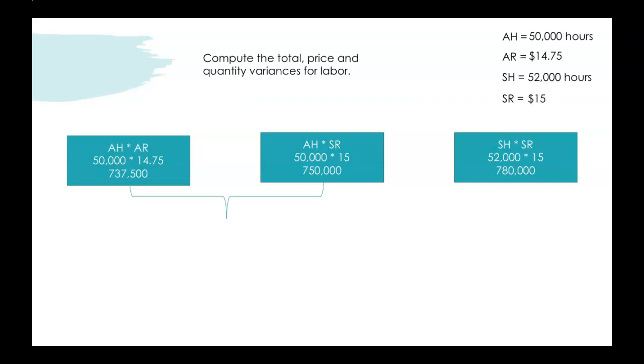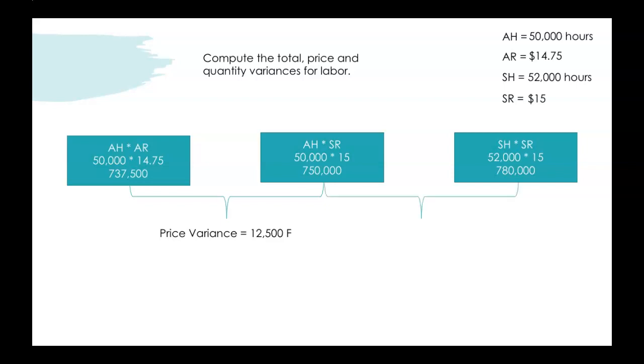So let's first figure out our price variance. So we subtract those two amounts, and that gives us 12,500. And then we have this F. The F stands for favorable. What makes this favorable? Well, we expected to spend $15 per hour. We truly spent $14.75 per hour. So we're saving money, and so that's what makes that favorable.